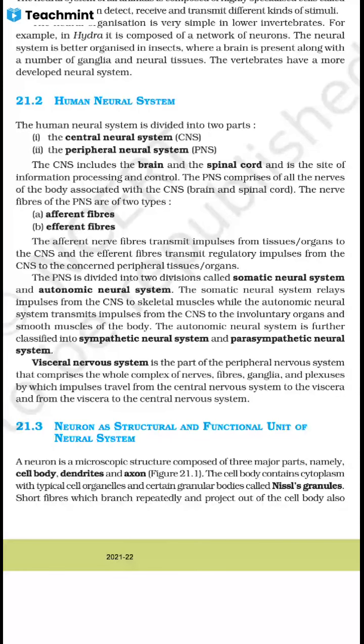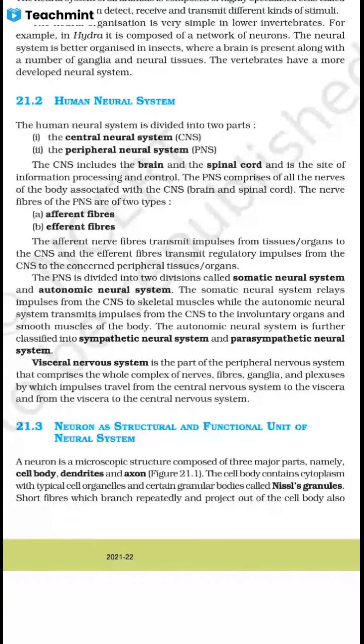Hello everyone, this is Maitri Bharadwaj and today we are going to continue the next topic of our chapter, neuron as structural and functional unit of neural system. A neuron is a microscopic structure composed of three major parts, namely cell body, dendrites and axons. The cell body contains cytoplasm with a typical cell organelle and certain granular bodies called as Nissl granules.